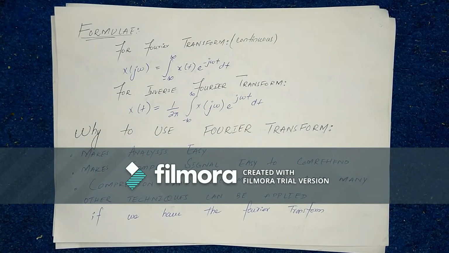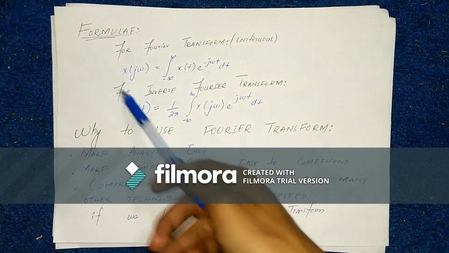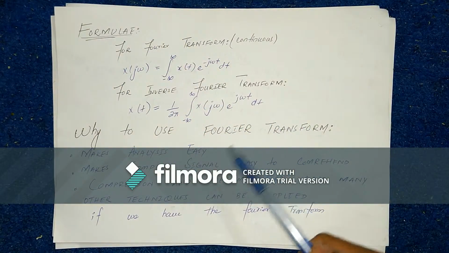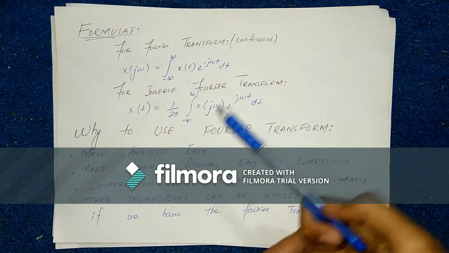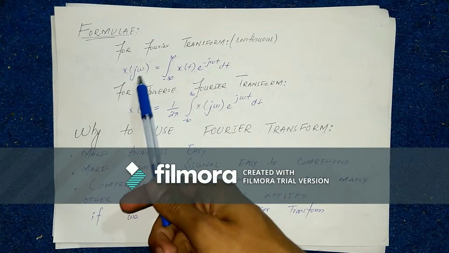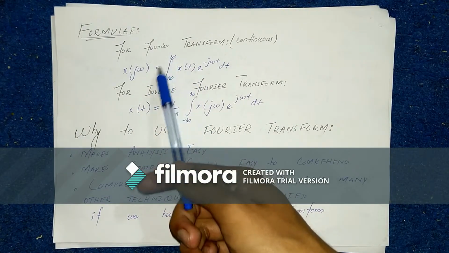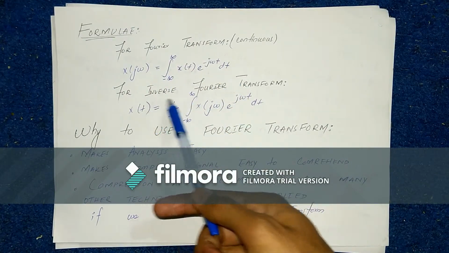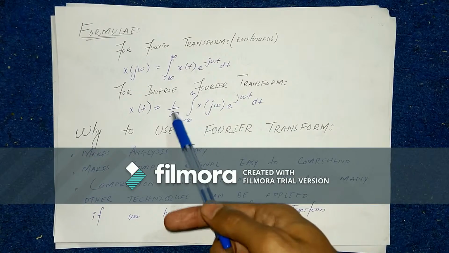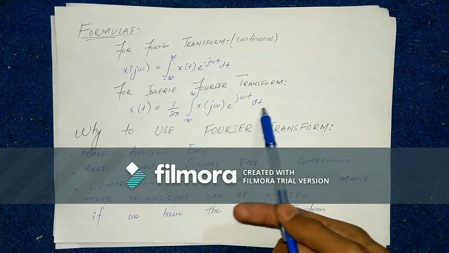Now, looking at the formulas of the Fourier transform, it has become quite necessary to use the formulas because it is quite a complex method. The formulas help us analyze the signal more quickly. The Fourier transform formula is the integral from minus infinity to infinity of x(t) e^(-j omega t) dt. If we want the inverse Fourier transform, it will be 1 over 2 pi times the integral from minus infinity to infinity of X(j omega) e^(j omega t) d omega.